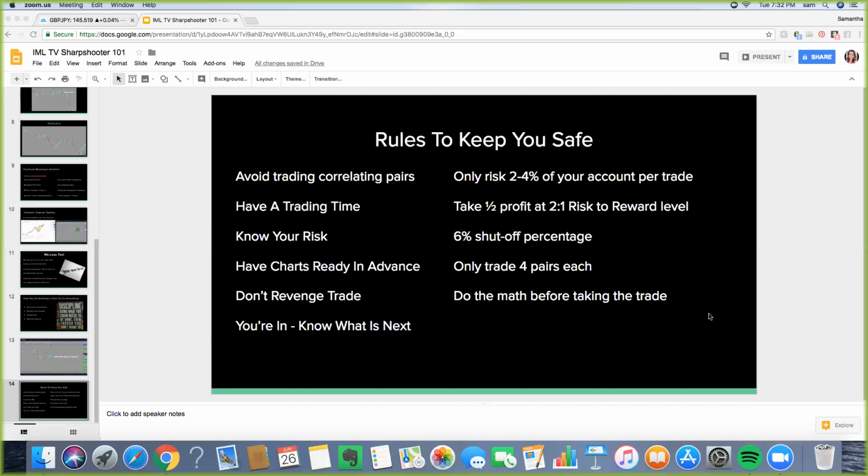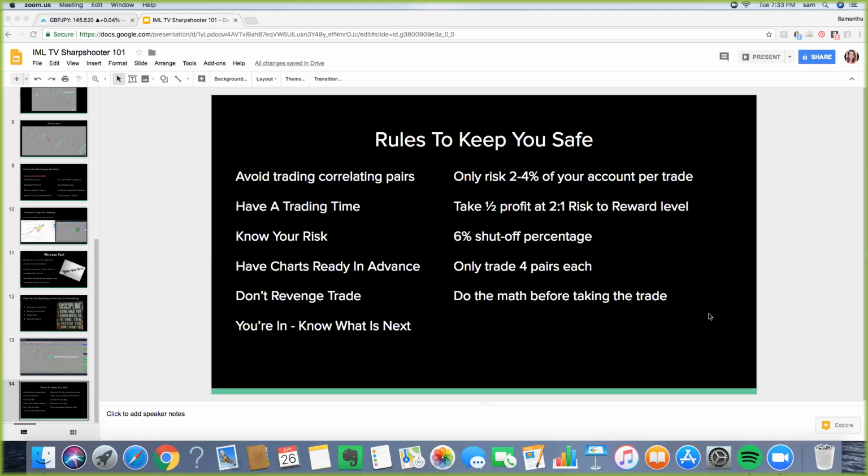So what that means is, let's say, for example, I use a 7-pip stop loss. When my trade reaches 14 pips in profit, that is 2 to 1 risk to reward, and I will take half of my profits, because you guys all know that we twin trade. We always do the math and know what we are risking before we ever place a trade. That is an absolute must.